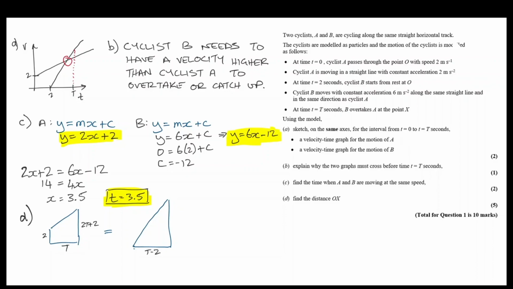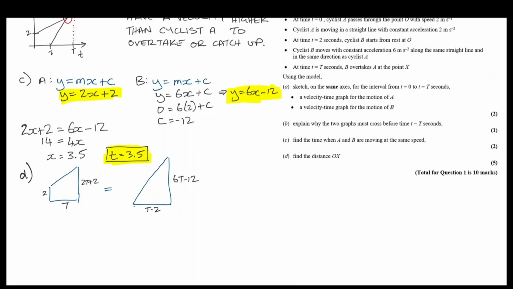Let's think of the triangle. On the triangle, the base is going to be t minus 2. Have a look at the original diagram. The distance between the initial time they started and the time we're considering is going to be t minus 2. The height is going to be 6t minus 12. We've got an expression for each of these shapes.